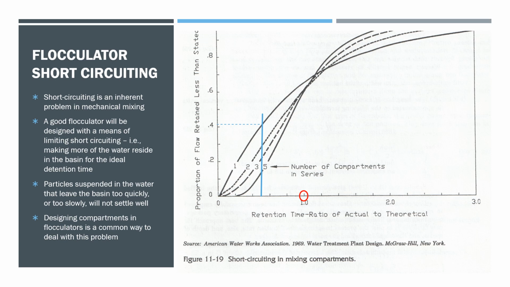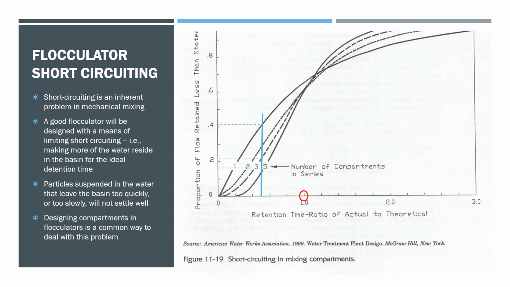If I put 3 baffles in, make 3 compartments out of my flocculator, now I can improve my situation such that only 22% of the water escapes in less than 15 minutes. That's much better than the 42%. At Aquarius plant, they have 4 compartments. So we notice that for them, only about 17 or 18% of the water is escaping in less than half of the theoretical detention time that I want that water to be in there.